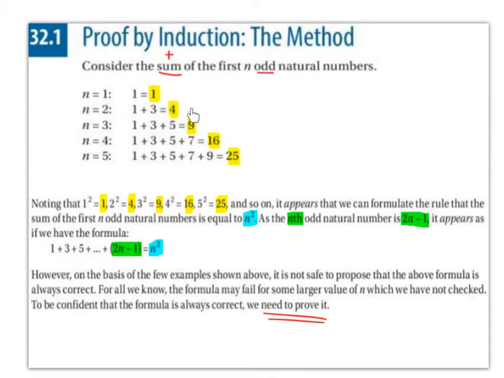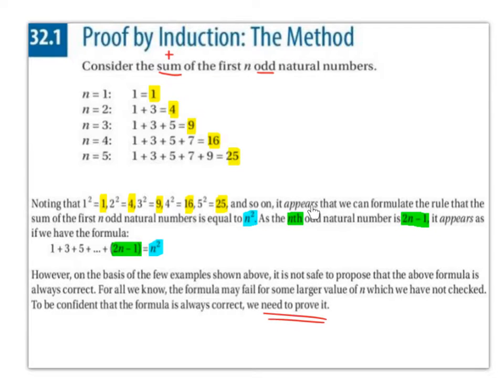For the third term 9, we had three odd numbers, so n was equal to 3. For the fourth term 16, we had four odd numbers, so n was equal to 4. For the fifth term 25, we had five odd numbers, so n was equal to 5, and so on. Noting that 1 squared equals 1, 2 squared equals 4, 3 squared equals 9, 4 squared equals 16, and 5 squared equals 25, i.e. the square numbers, and so on.